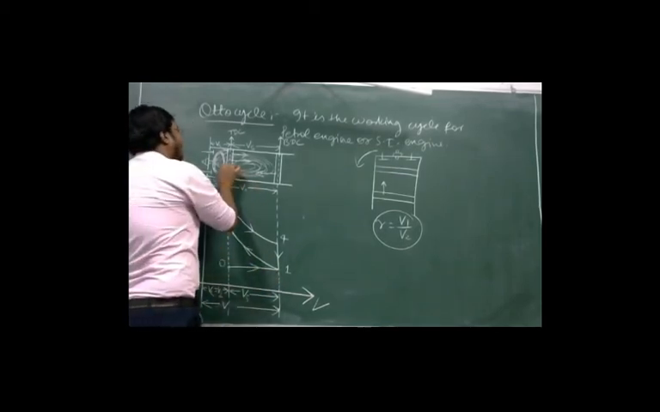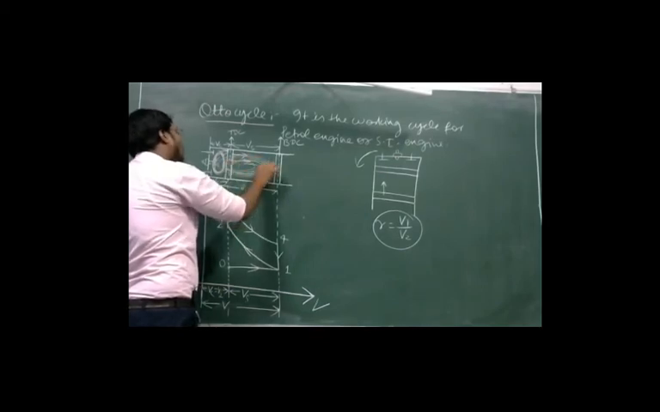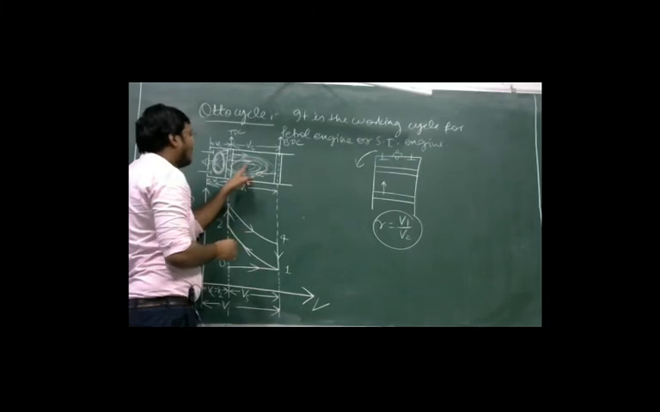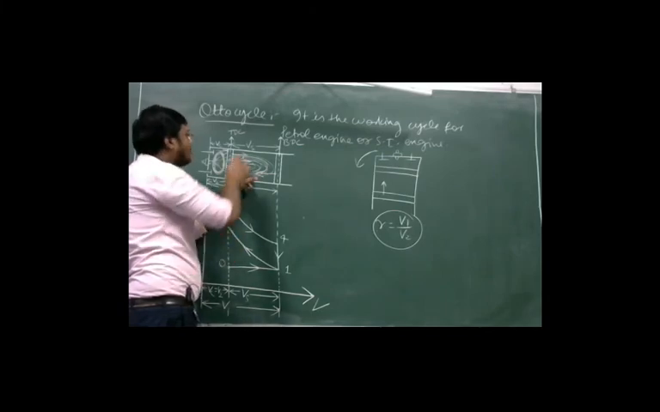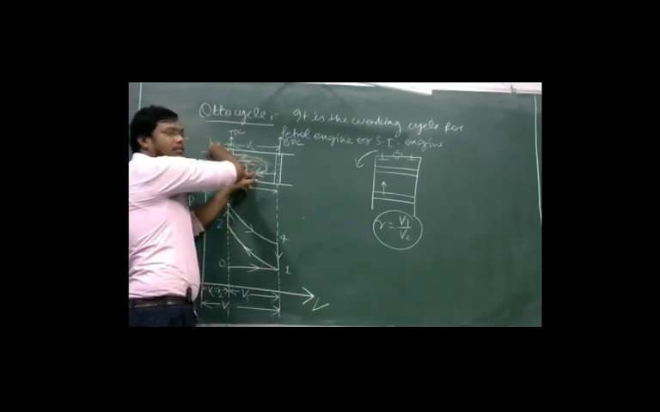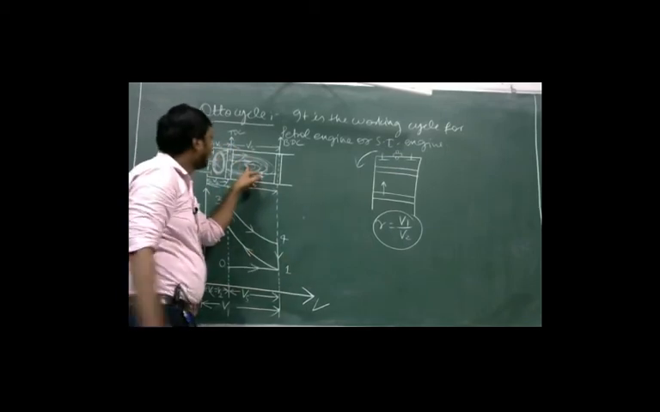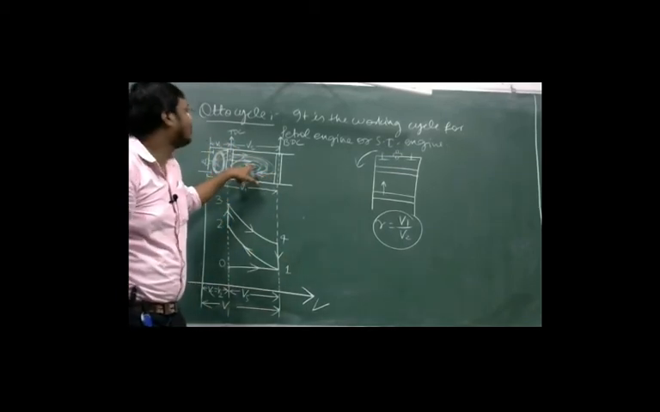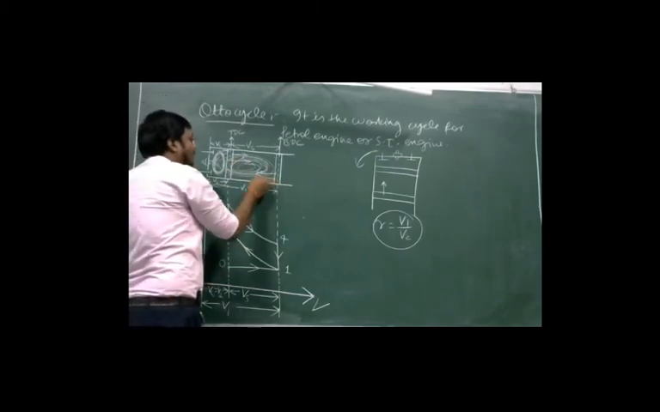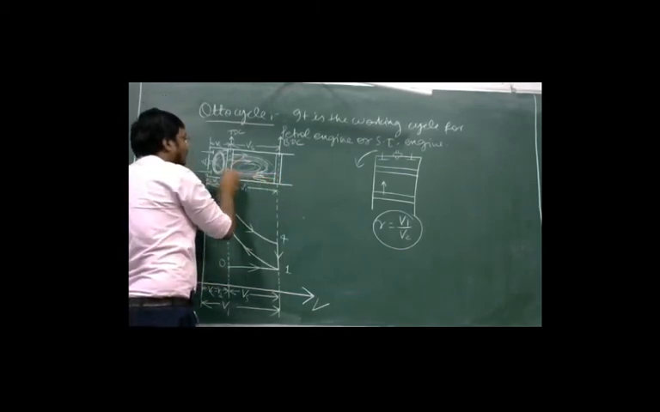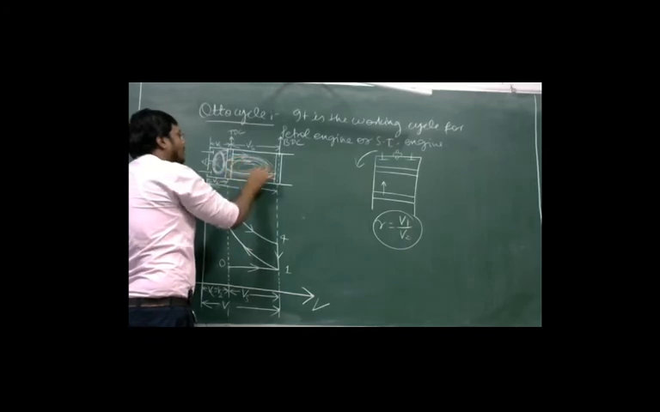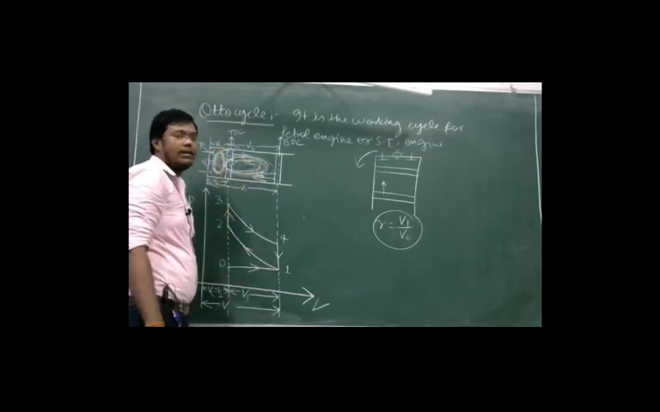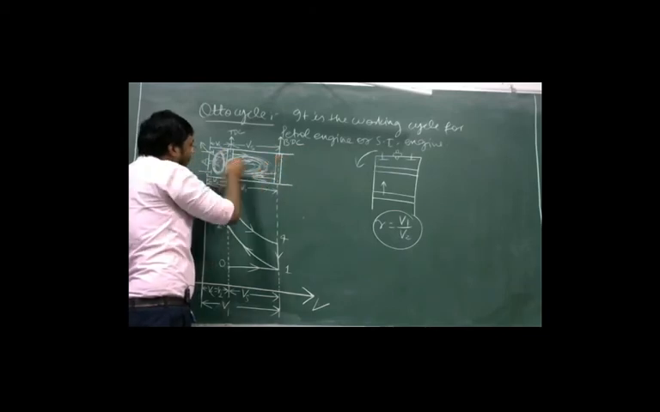Now, when these exhaust gases cool down, we have to send all these exhaust gases outside the system. So the last stroke is the exhaust stroke. Again, in the exhaust stroke, the piston moves from BDC to TDC and pushes all these gases to go outside through the outlet valve.